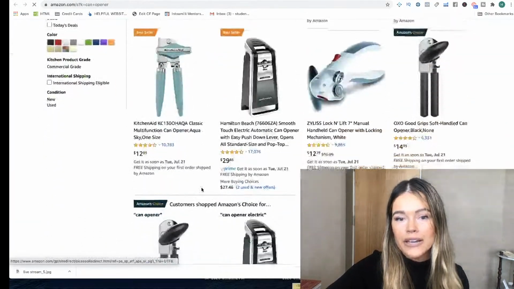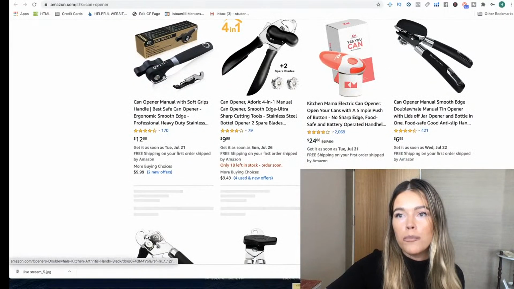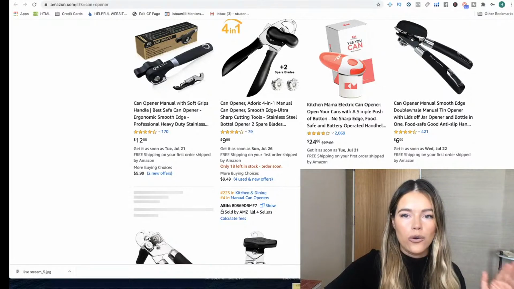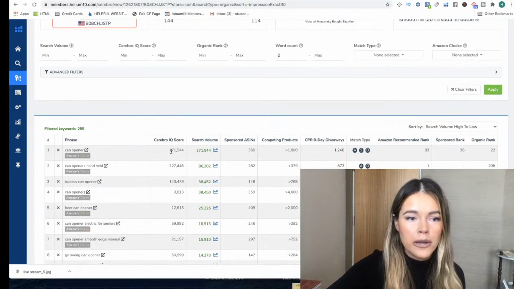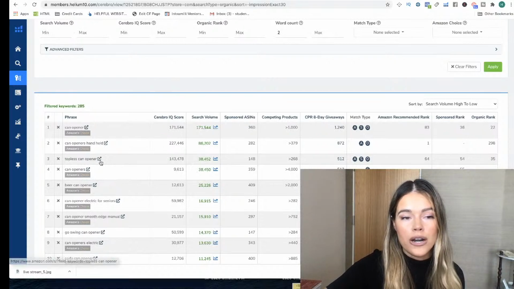But this is not the product, right? It could be anything. That's a normal can opener. It's not a bottle opener. So you have to find the main keyword where the first page is basically all the product that you're looking for. This is not it. So sometimes it takes a while and you have to keep going. But right here, topless can opener, I think this is what it is.